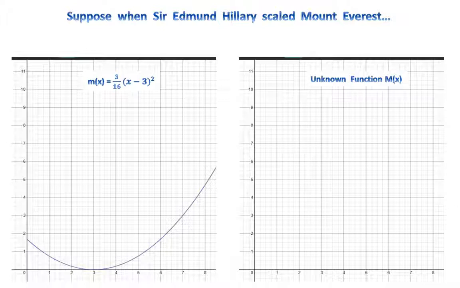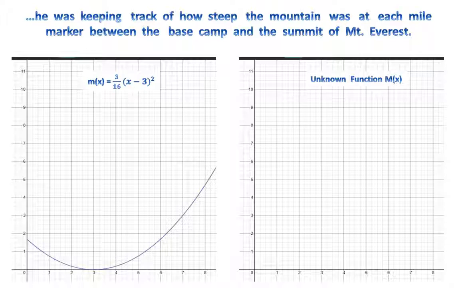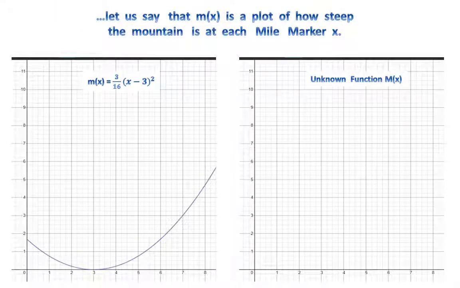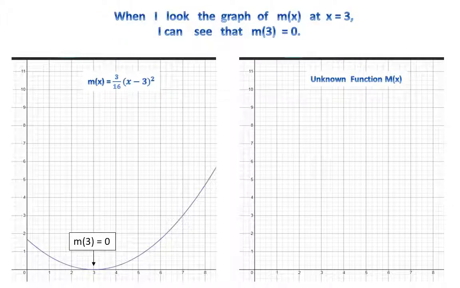Suppose when Sir Edmund Hillary scaled Mount Everest, he was keeping track of how steep the mountain was at each mile marker between the base camp and the summit of Mount Everest. And for the sake of this analogy, let us say that little m of x is a plot of how steep the mountain is at each mile marker x.